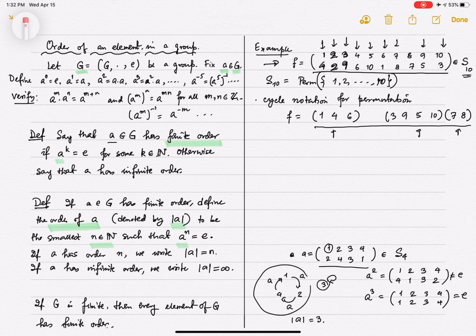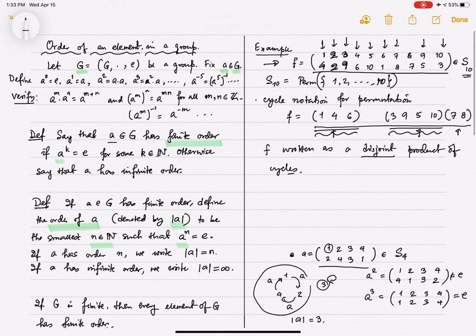So this is F written as a disjoint product of cycles. We'll write down the definition more carefully, but the example tells you exactly. I think the word disjoint means that the numbers that appear in this cycle and the numbers that appear in this cycle are all distinct. So what that tells you is that the ordering is irrelevant. You could apply this cycle first, or you could apply the 4 cycle first, and then apply the 3 cycle. It would give you exactly the same thing.